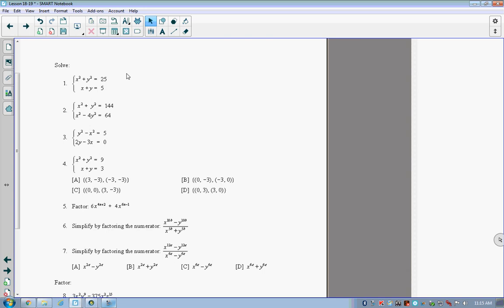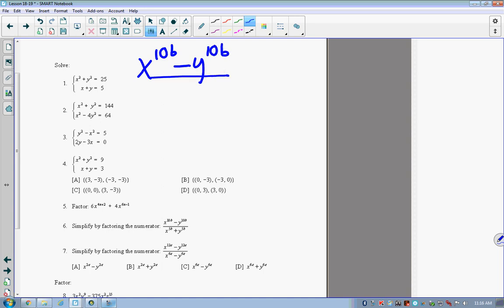Okay? Let's look at number 6. Again, it's hard to read. So we've got x to the 10b minus y to the 10b over x to the 5b plus y to the 5b.